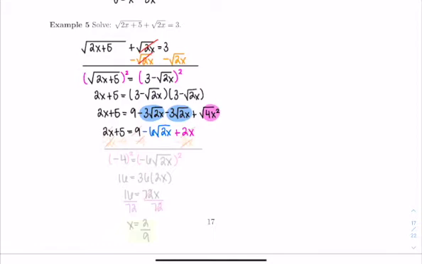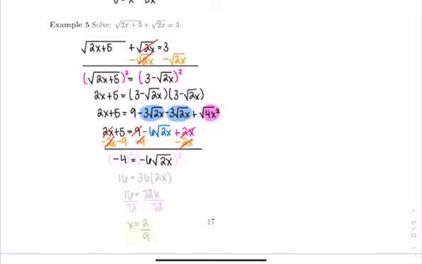But I still have a radical that's involved. And so I need to isolate the radical so that I can repeat the process over again. So we need to make sure that that square root of 2x is as isolated as possible. So I'm going to subtract 9 from both sides, and I'm going to subtract 2x from both sides. So on the right, it cancels, and on the left, the 2x ends up canceling. And we end up getting -4 equals -6 times the square root of 2x.